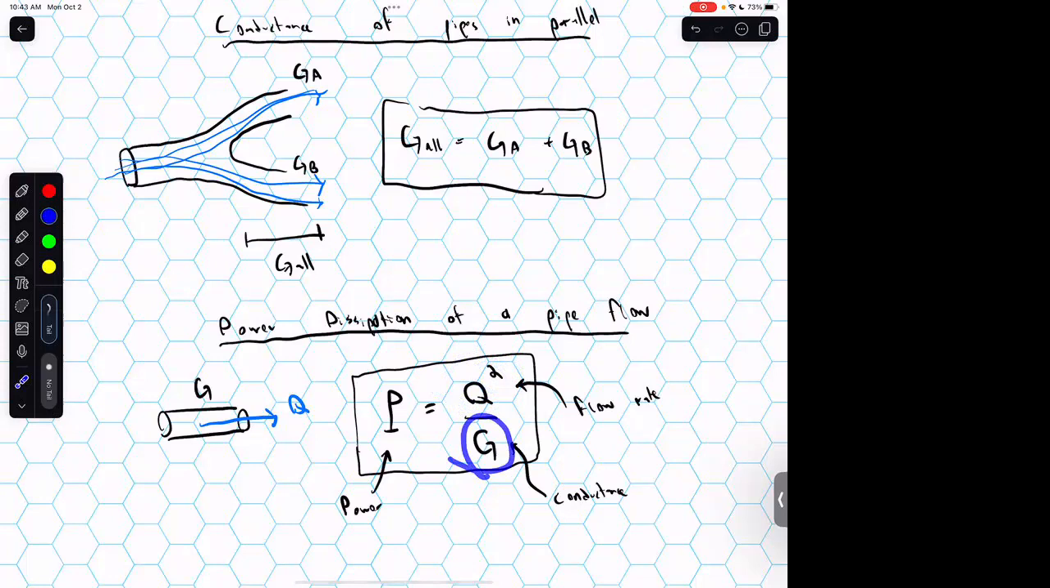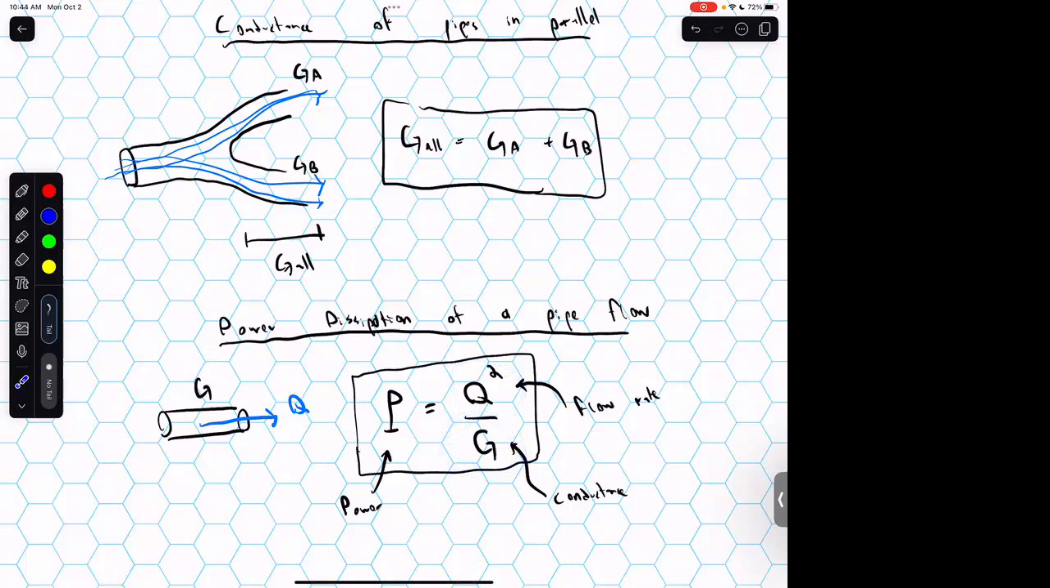However, if I'm able to reduce the resistance of my pipe or equivalently increase the conductance, I can decrease the power. So generally speaking, if I want to move fluid as quickly as possible or as cheaply as possible, usually my flow rate is set by however much I have to move at a given time. But the conductance is usually what I want to get to be as large as possible.